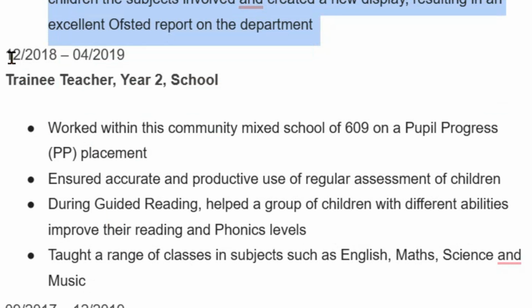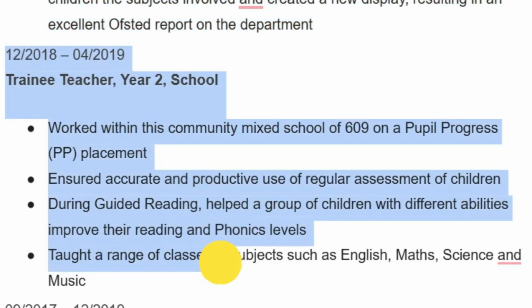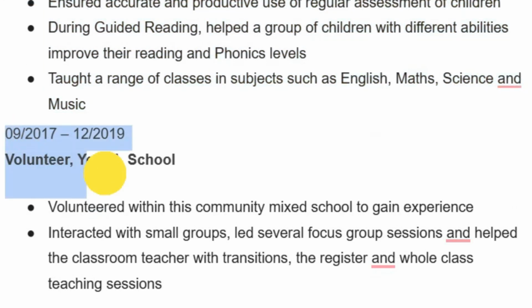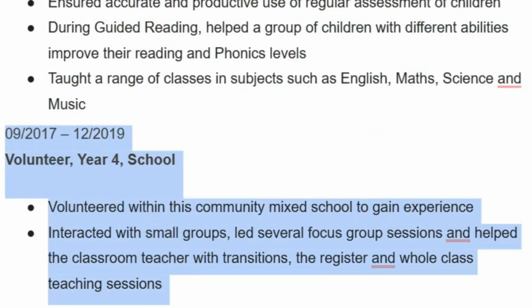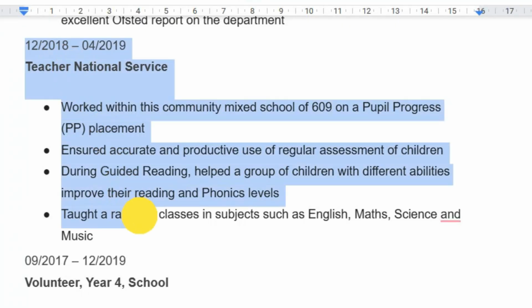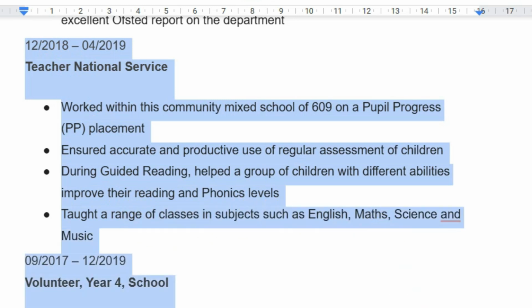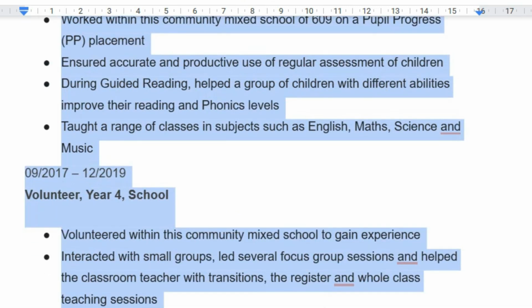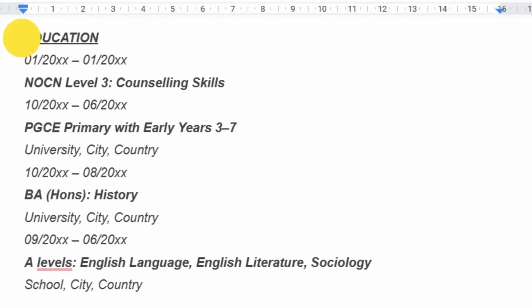Now if you have done any volunteer work, you can also add it to your employment history. A volunteer work as a teacher, you can add to your employment history. Then if you also did your national service, you can also add it to your employment history here. Now after your employment history, you can write about your education.